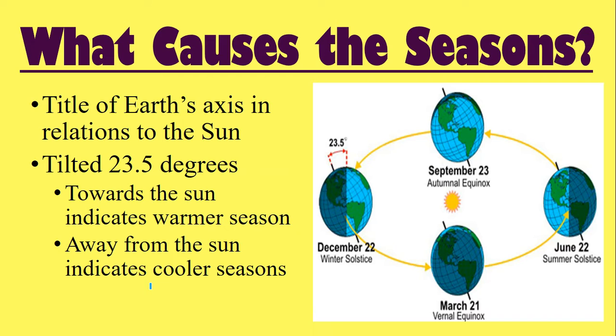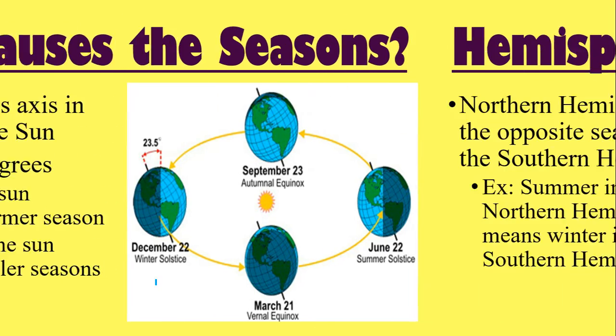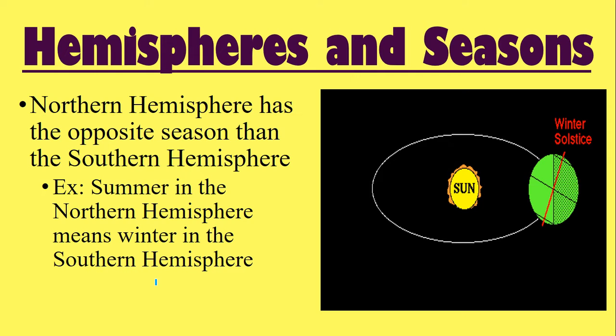The axis is tilted 23.5 degrees. When it's in the revolution around the sun, and the tilt is more towards the sun, that area is going to have warmer seasons. And if it's tilted away from the sun at that point of the revolution, then it's going to be colder seasons. The tilt doesn't change as it revolves around. It's just going around.